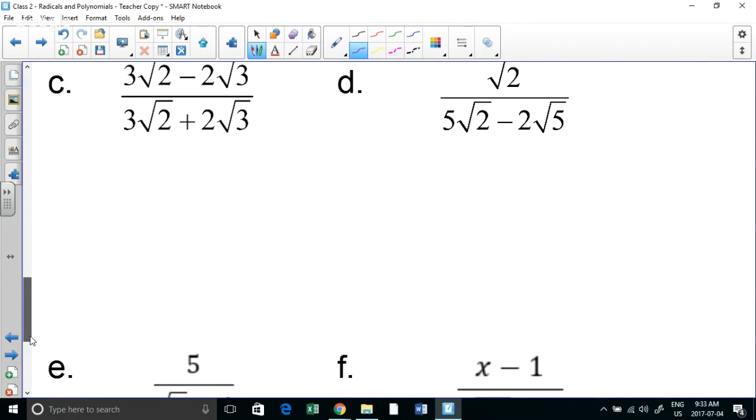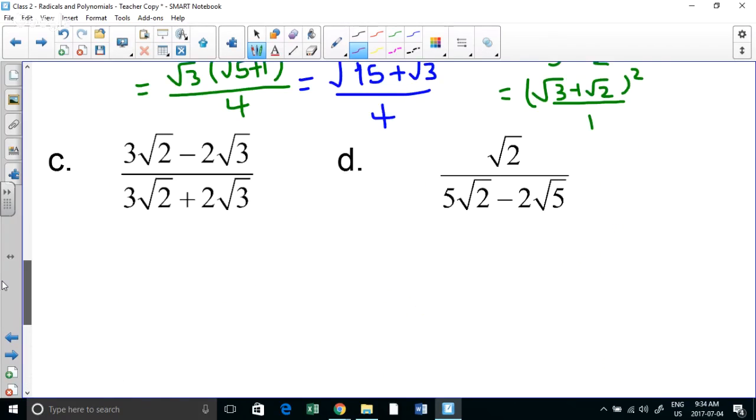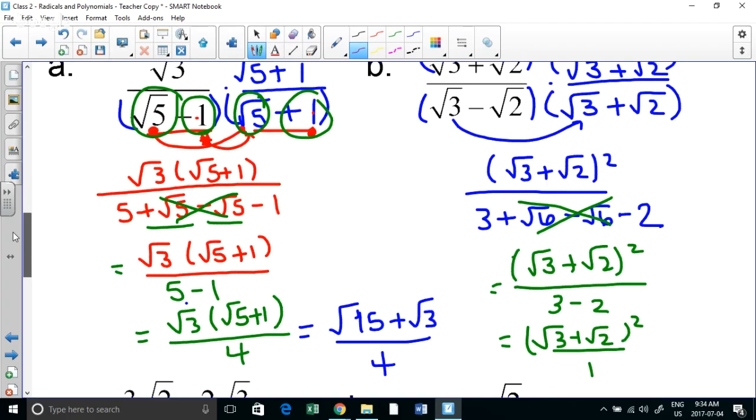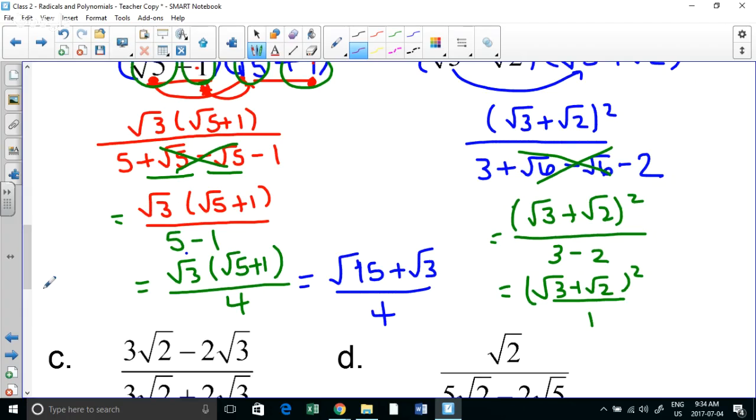Okay. So we're going to scoop down to E and F. Wait, I didn't finish copying. Sure. This part? Yeah. No, sorry, it's the bottom part of it. Sure. Thank you.